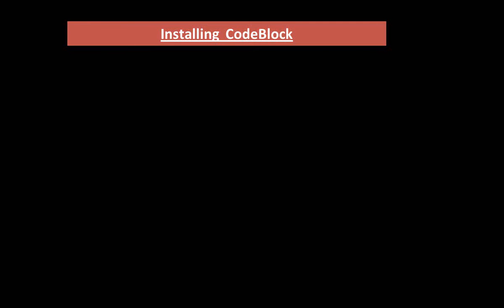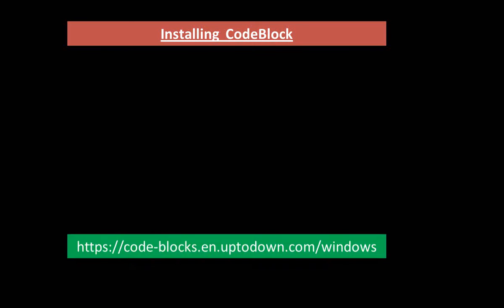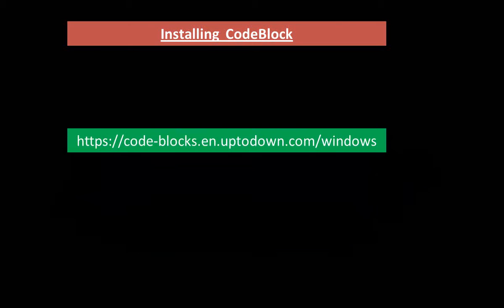Now see, the first IDE I am going to talk about is Code::Blocks. Installing Code::Blocks is quite easy. You can simply go to Google and search for free download of Code::Blocks. You will see many URLs. I have enlisted one such URL, which is codeblocks.en.up2down.com/windows. So you can install from other sites also.